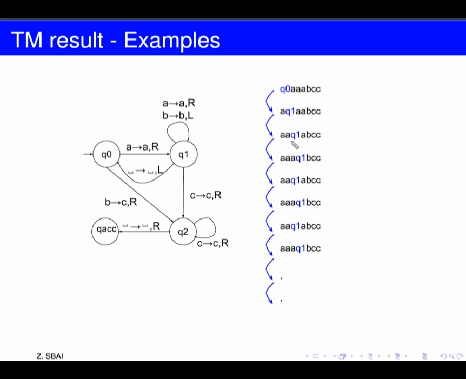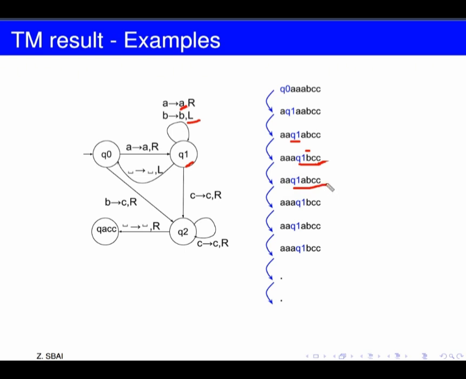We remark here that when we are in Q1 and we see the symbol A on the tape, we will move right. So the next configuration will be this one. We will move right, so we will point on the symbol B here. So we will have this configuration. From this configuration, we are in Q1 also, and we see a B in the tape. So we will move left. So the next configuration will be this one, AAQ1ABCC.